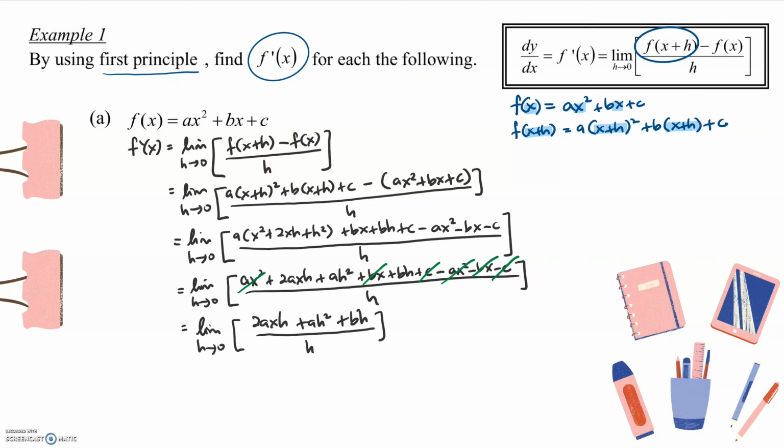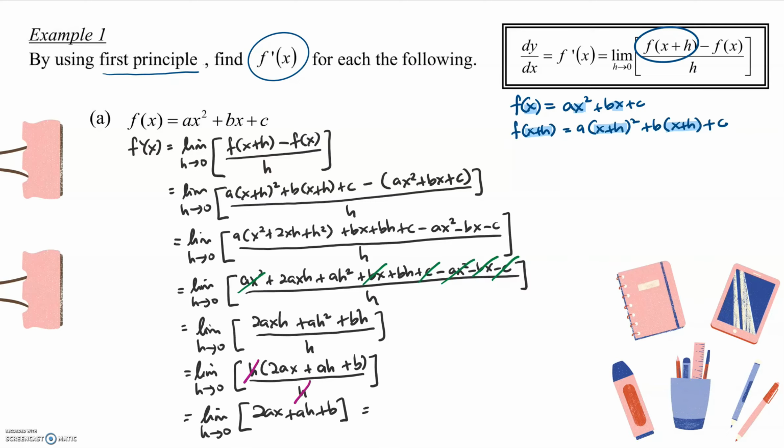Now we need to factorize h at the numerator. Our next step is to cancel h at the denominator. So we substitute h equals 0. Then we have 2ax + a(0) + b. So it's equal to 2ax + b. So this is the derivative of ax² + bx + c.